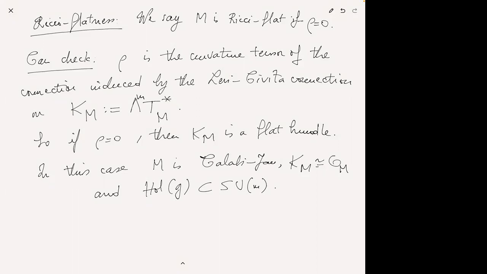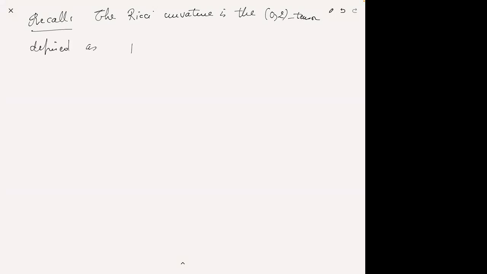Okay, here it is. So the Ricci curvature. Oops, not red. All right, so recall the Ricci curvature is a 0-2 tensor defined as. So we define it point by point. At any point x, you have a bilinear map on the tangent space to M at x into the real numbers, and you take two tangent vectors and you send them to the trace of a certain linear map.